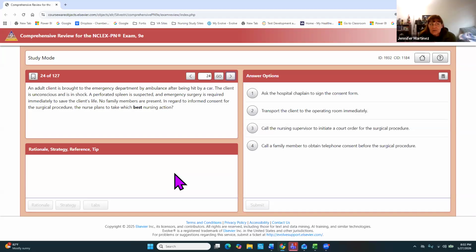One, ask the hospital chaplain to sign the consent form. Two, transport the client to the OR immediately. Three, call the nursing supervisor to initiate a court order for the surgical procedure. Or four, call a family member to obtain telephone consent before the surgical procedure.